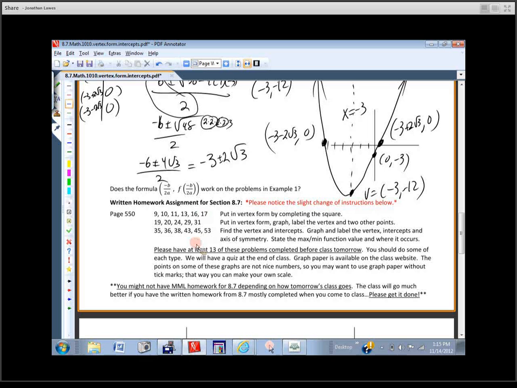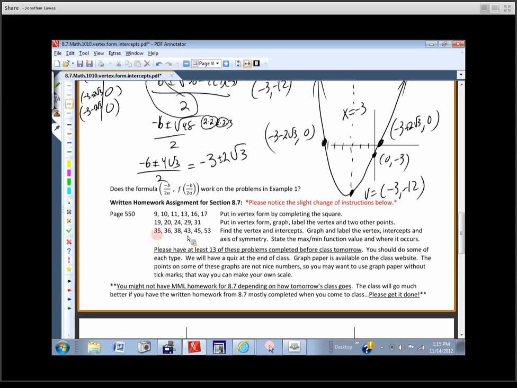If you can get it done, that would be great. Come tomorrow at the beginning of class to ask questions, and then I'm going to give you a quiz that has problems like this that we just did. So questions at the beginning, quiz toward the end. Go home and do at least 13 of these. Again, here are the instructions. For these 6 problems, put them in vertex form by completing the square. So practice the front side of the notes that we did today. For these 5, put them in vertex form, graph it, label the vertex and 2 other points.